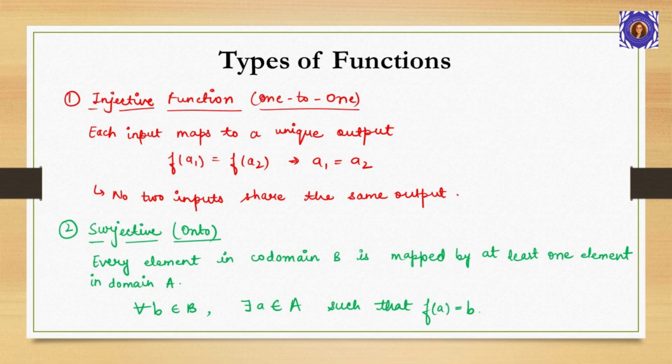Next, we have surjective functions, also called onto functions. A surjective function ensures that every element in the codomain is actually used. It's hit by at least one input. Formally, a function f from A to B is surjective if for every b in B, there exists at least one a in A such that f(a) equals b.